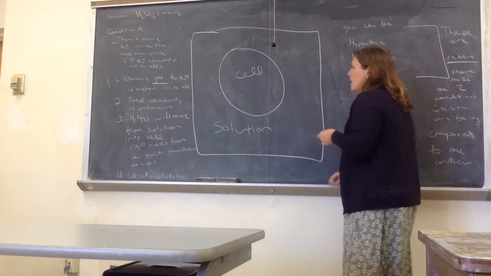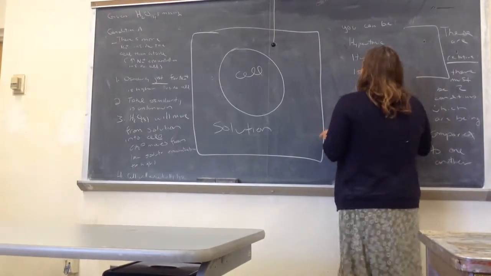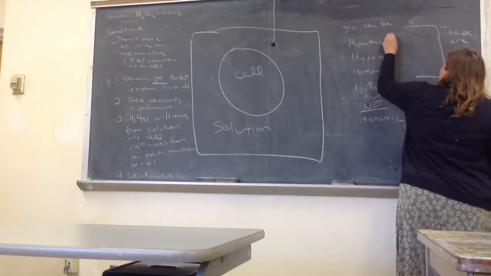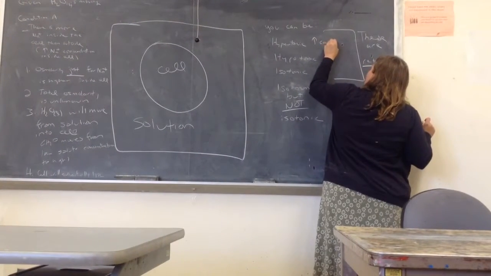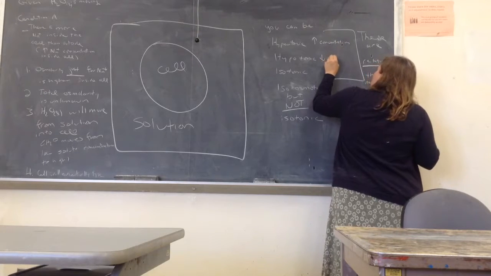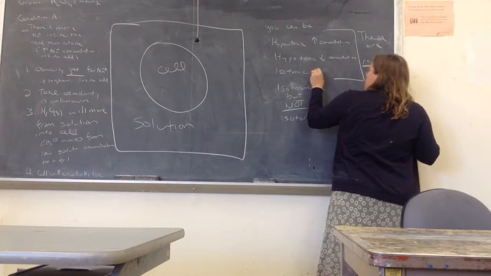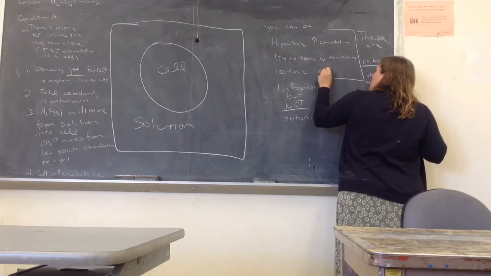Now, which one is hypertonic and which one is hypotonic? Putting it together, hypertonic means higher concentration. Hypotonic means lower concentration of the solute, right? And isotonic means same.